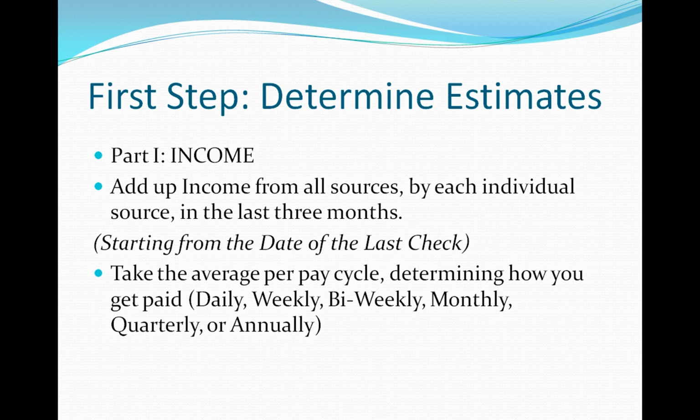So what I want you guys to do is add up your income from all sources individually for the past 3 months. Start from the date of the last check. Now you're going to take the average per pay cycle. Then you're going to determine how much you got paid. You can do it daily, weekly, bi-weekly, monthly, quarterly, or annually, depending on how you got paid.